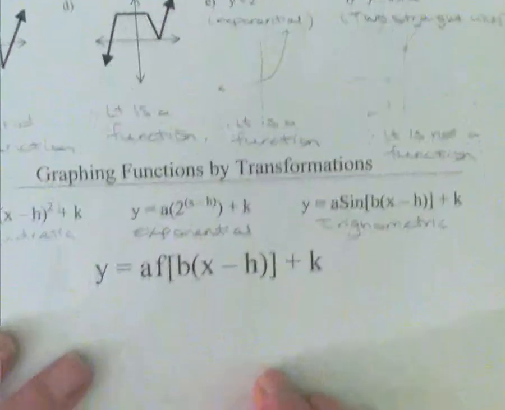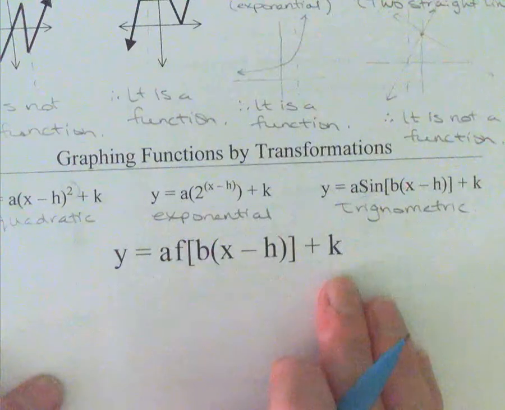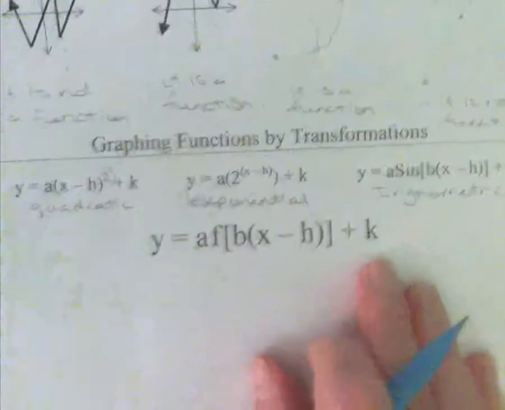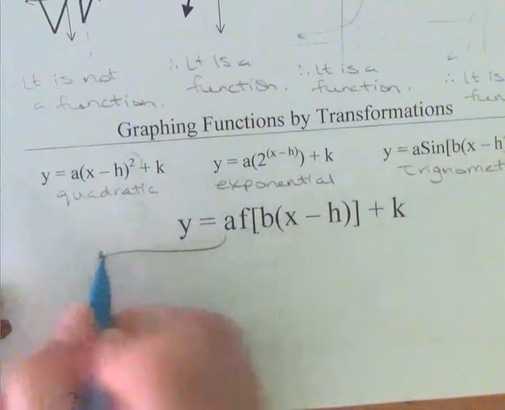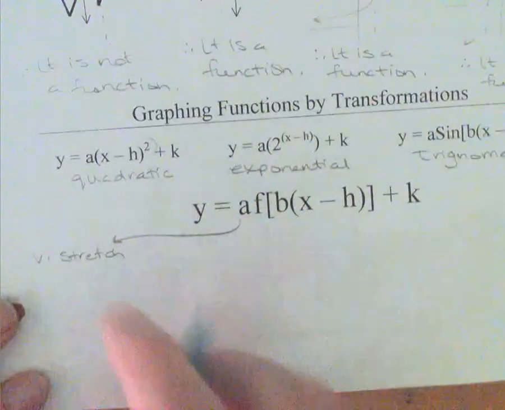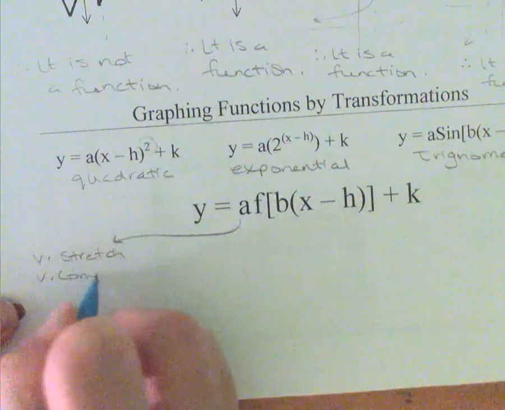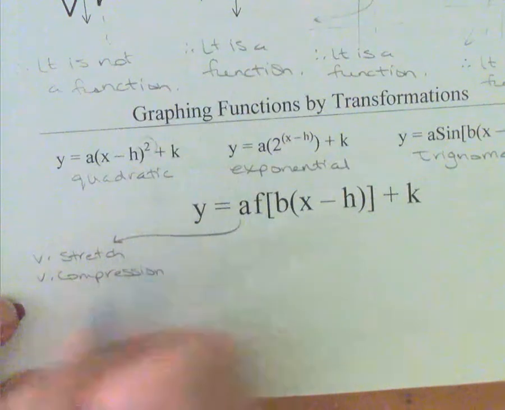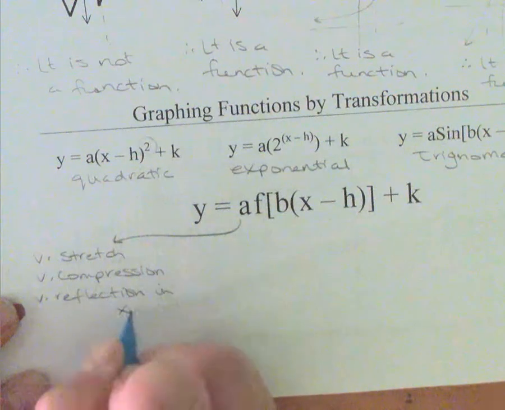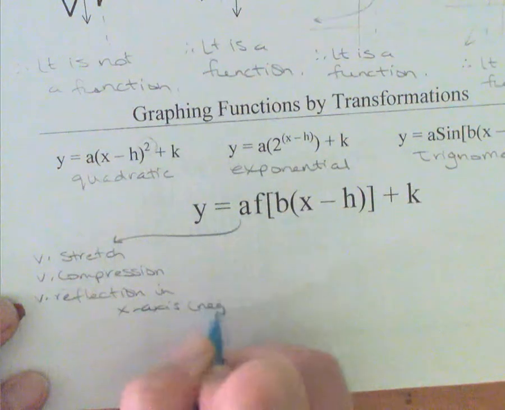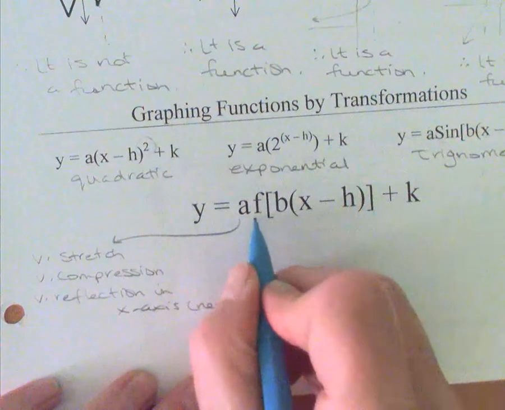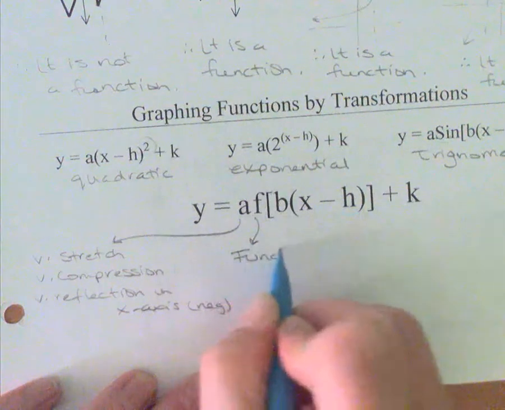So now we can have the basic function notation for any function that we're graphing. So it means that A is a vertical stretch, a vertical compression, or a vertical reflection in the x-axis when there's a negative. F just refers to function.